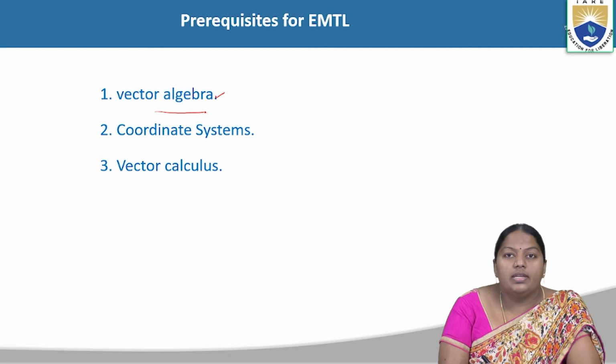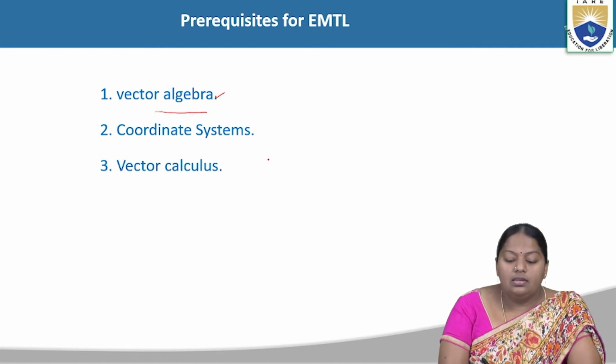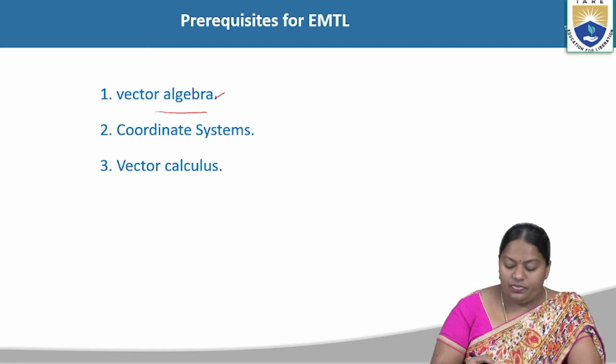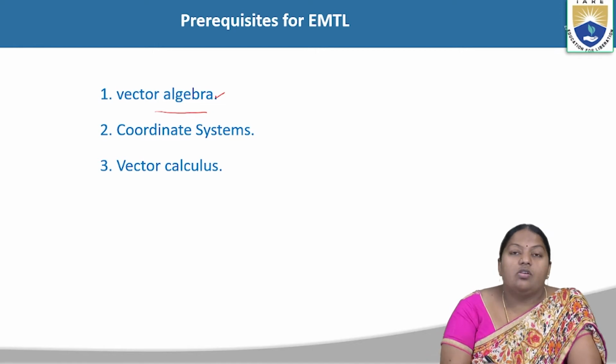Now coming to the coordinate systems, there are three types. The first type is the rectangular coordinate system, also called the Cartesian coordinate system. The second classification is the cylindrical coordinate system, and the third is the spherical coordinate system. So coming to the vector algebra.